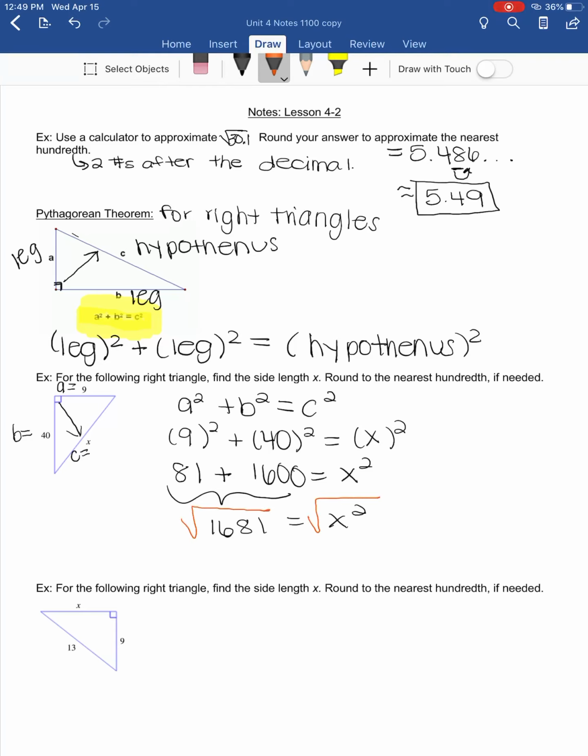So I'm going to take the square root of both sides. That way the squared and the square root cancel each other out. Just like adding and subtracting are opposites, they cancel each other out. Multiplying and dividing are opposites, they cancel each other out. Squared and square roots are opposites, they cancel each other out. So we're just left with x equals the square root of 1681. Now in our calculator, the square root of 1681, just like we did in that previous problem, will give us 41. So our x value here, the hypotenuse length, is 41.